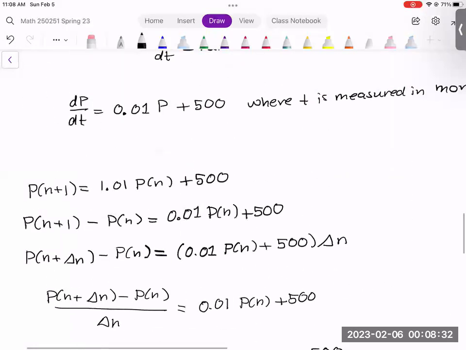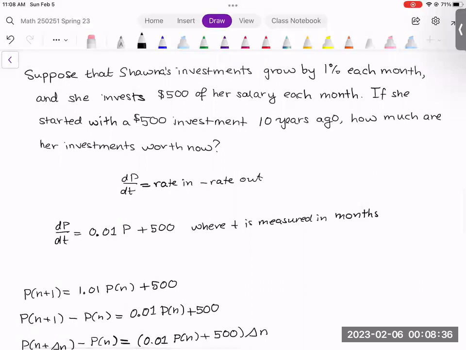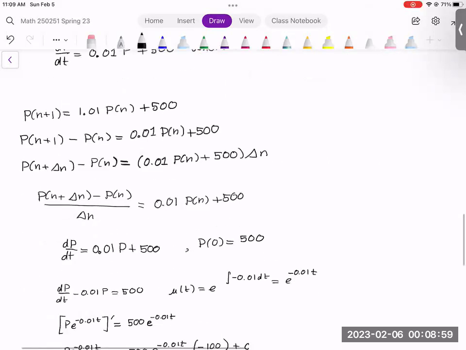Shauna started this process way back 10 years ago. If we're thinking about it, everything is expressed here with units of months. So 10 years ago is 120 months ago. So if we want to know how much her investments are worth now, let's evaluate this function when our t is equal to 10 years times 12 months, or 120 months.